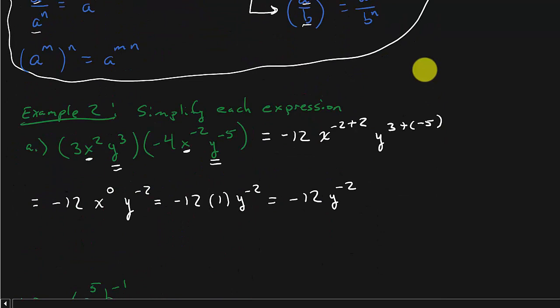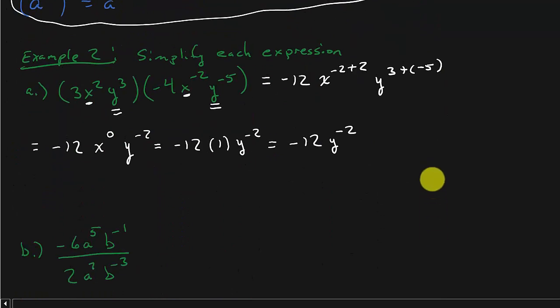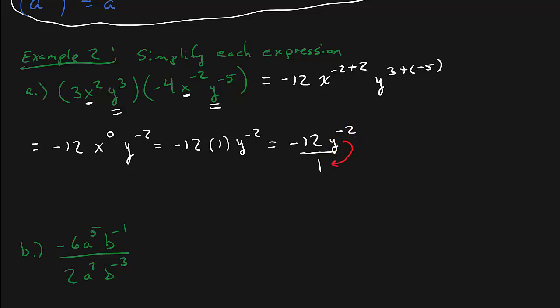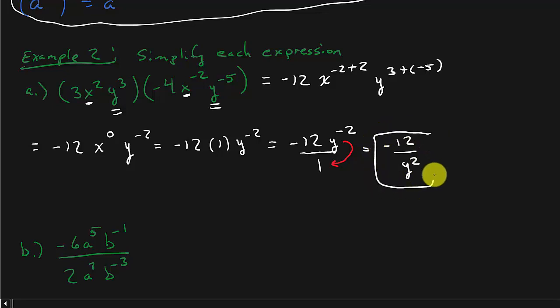Okay? So now that there's nothing else I can do, now let's make the exponents positive. So I'm going to look at this as being over 1. I need to make this exponent positive, so I'm going to move it across the fraction bar. Remember, whenever you move something across the fraction bar, it changes the sign of the exponent. And so that's going to give me negative 12 over y squared. And there's your answer. See, I have this y to the negative 2. I moved it across the fraction bar, and it changes the sign of the exponent.